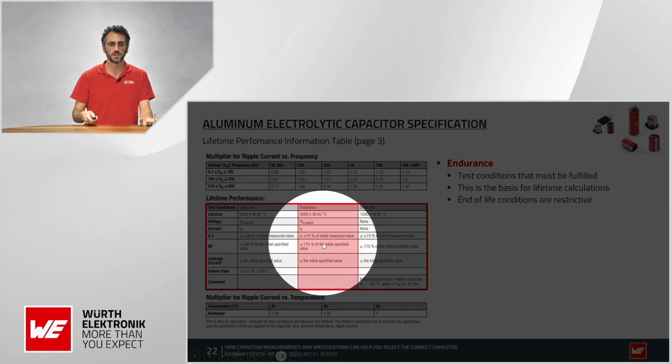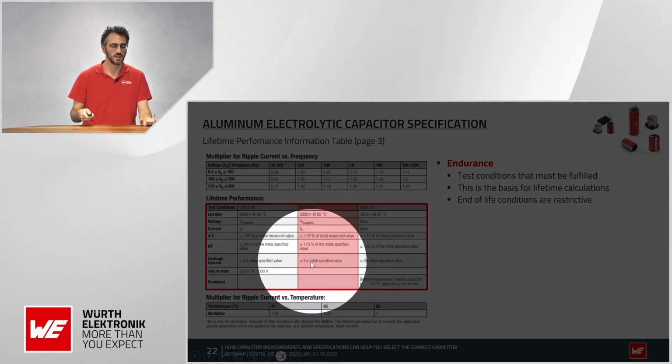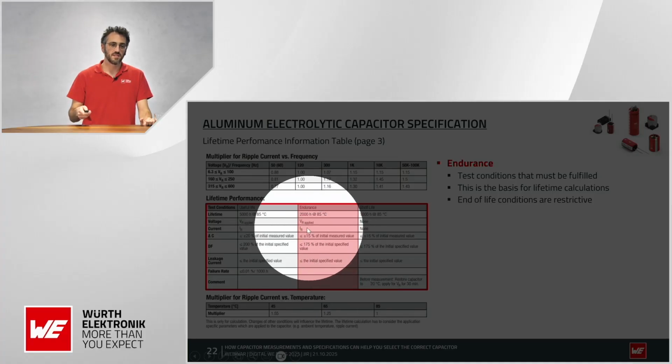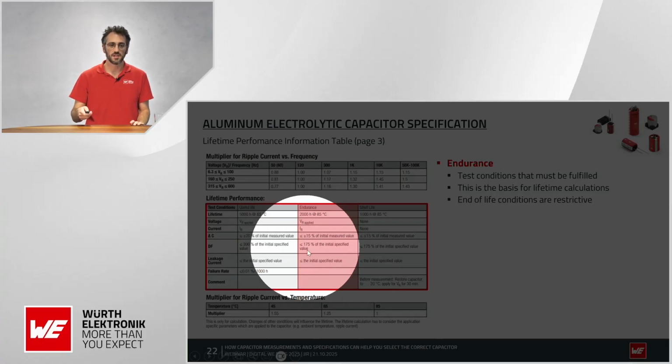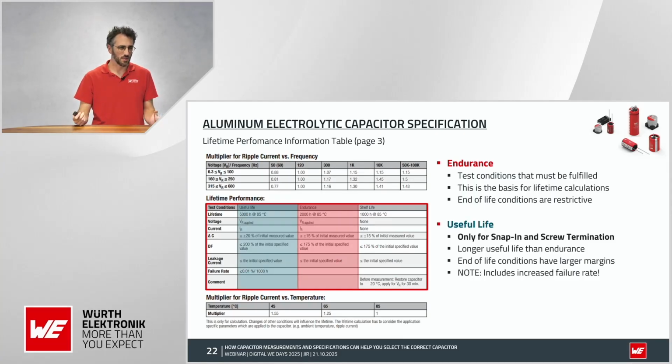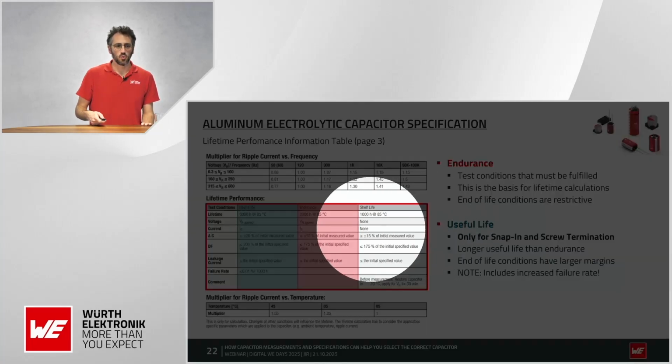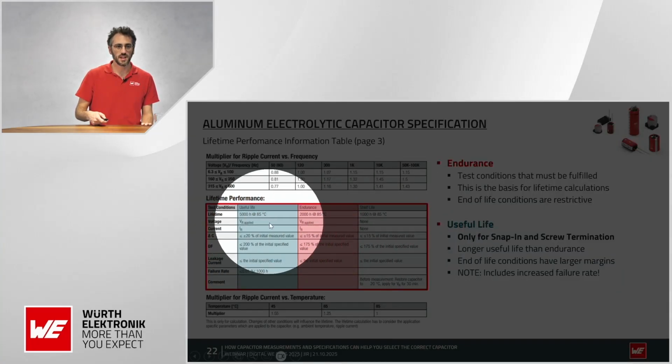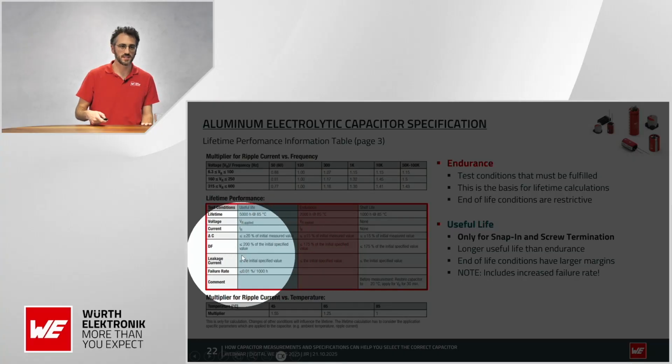So we can expect only to lose 15% of the initial capacitance, and the ESR is only allowed to go up to 175% higher than the specification. So this is the playing area that we have. Now, in this table, there is other information. For the bigger capacitor sizes, like snap-in and screw capacitors, we include the useful life. What is it? We test it at the same conditions, but now we allow for, let's say, more relaxed conditions of passing the test.